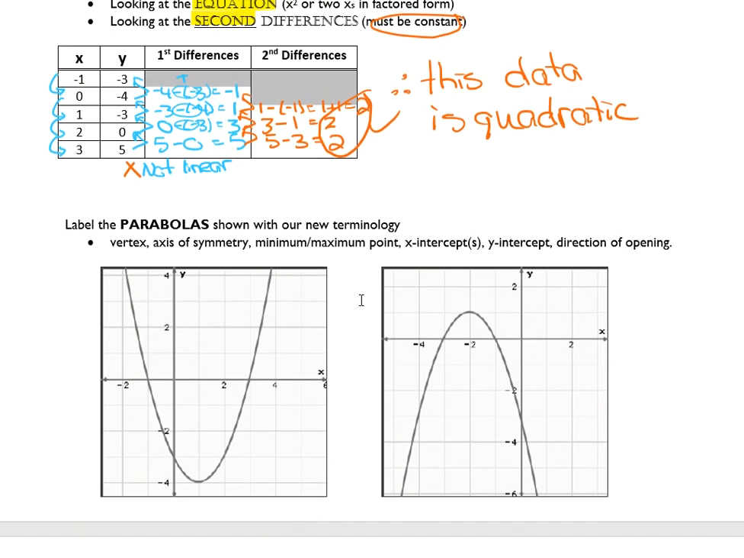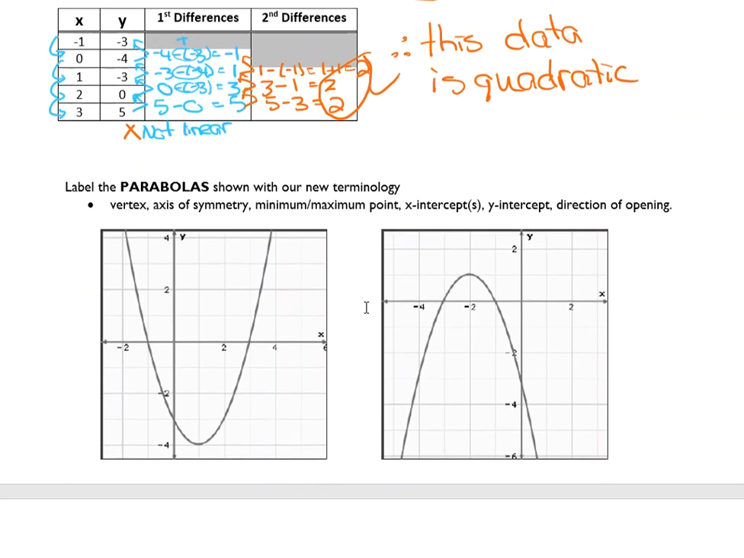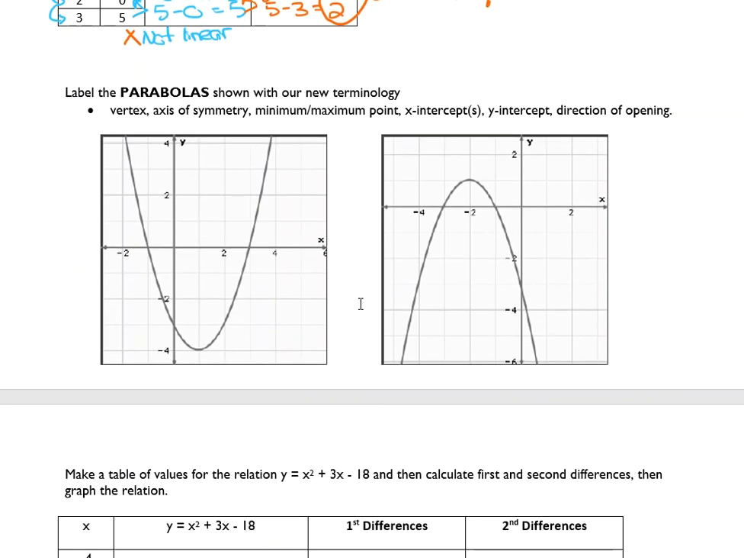Moving along. Label the parabolas with our new terminology: vertex, axis of symmetry, max min point, intercept, y-intercept, direction of opening, all this stuff. So let's start with the first one, vertex. The vertex is the turning point, really. It's the most curved point. This vertex has the coordinate 1, -4. This vertex up here has the coordinate -2, 1. Remember, we label the x first and then the y.